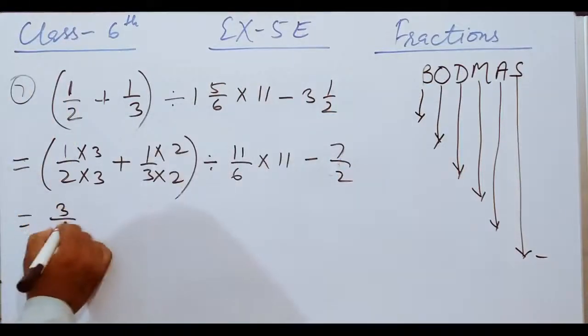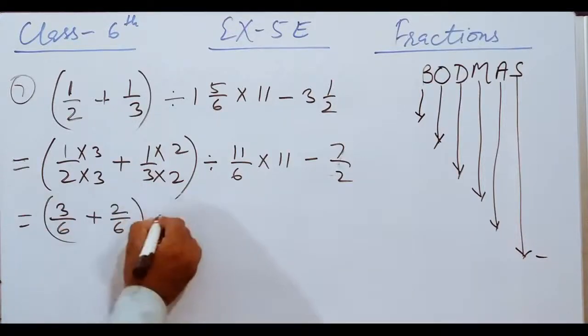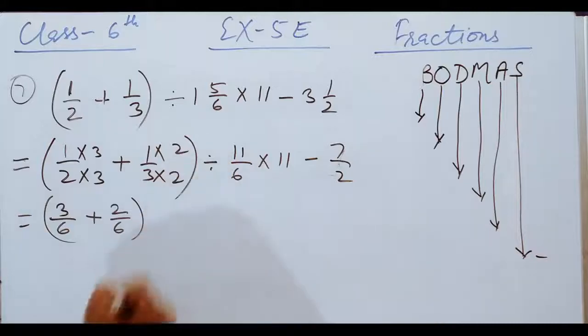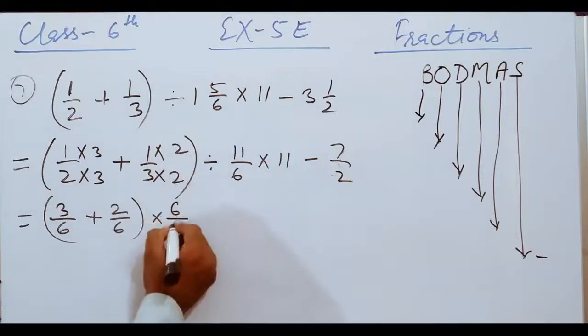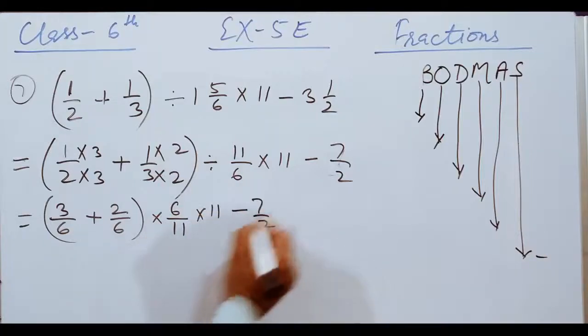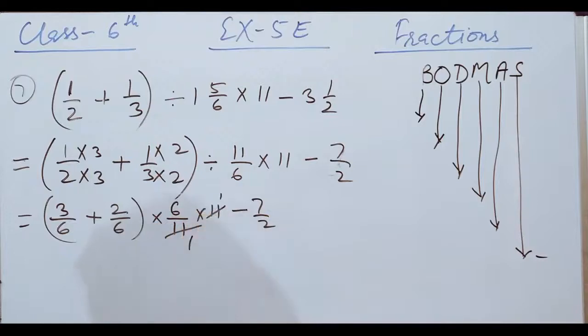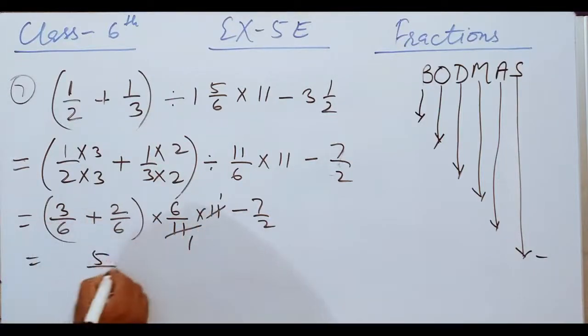It is 3 upon 6 plus 2 upon 6. When we convert the sign of division into the sign of multiplication, then we will write the reciprocal of this. Minus 7 upon 2. 11 1s are 11. Then 3 plus 2, 5 upon 6 into 6 1s are 6.